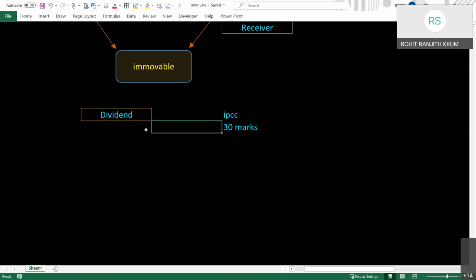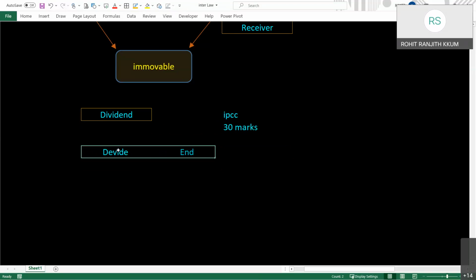Okay, let me tell you guys. It is made of more than two words. The first is divide and second is end. So when you are dividing the end, it becomes dividend. Dividing the end will make this as dividend.